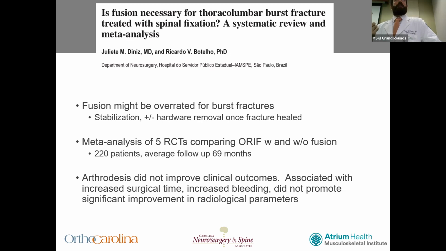So this was a really good systematic review that I found. There were 5 randomized controlled trials that compared open reduction with fusion to open reduction fixation without fusion. They had 220 patients and an average follow-up of 69 months. What they found is that the group in which arthrodesis was used did not have any significant difference in the clinical outcome compared to the people that had just stabilization.